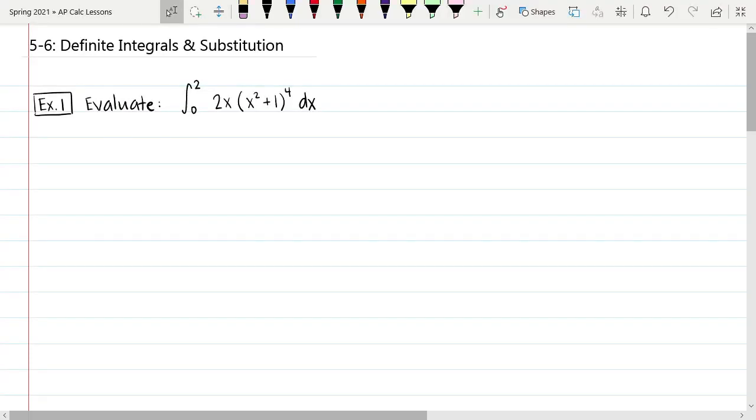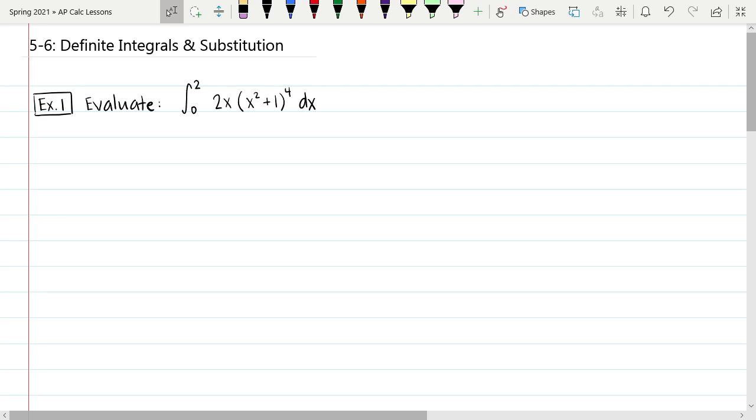Welcome to lesson 5-6. So today we're looking at definite integrals and substitution. In previous lessons, you've already learned how to evaluate a definite integral using the fundamental theorem of calculus. Of course, that involves finding an antiderivative and then evaluating it at the upper limit minus evaluating at the lower limit. And just a couple lessons ago, you learned how to find an antiderivative using substitution. So what this lesson is doing is combining those two ideas together.